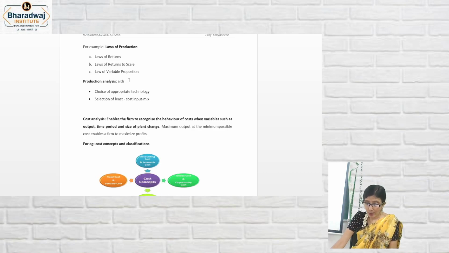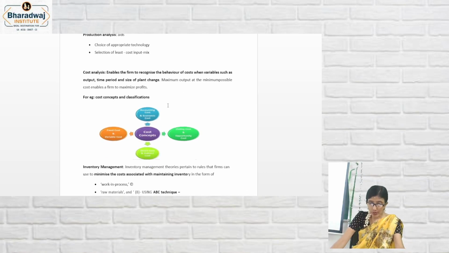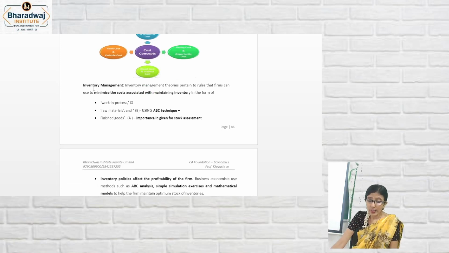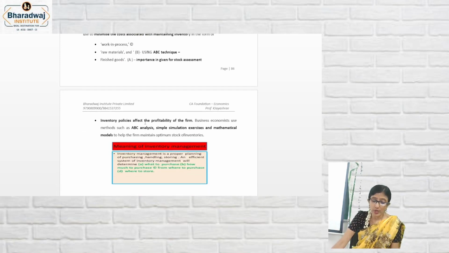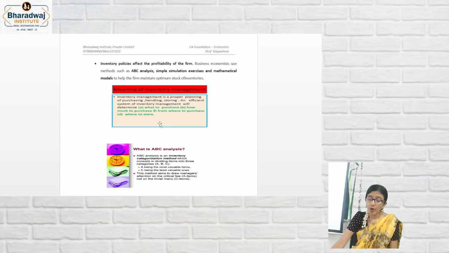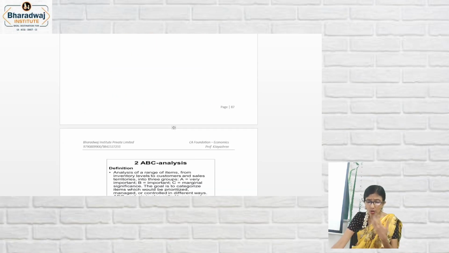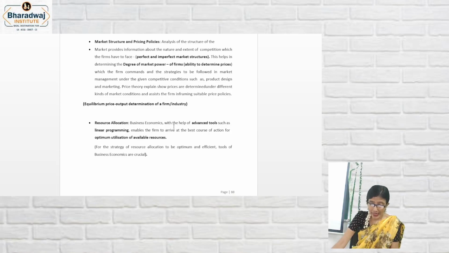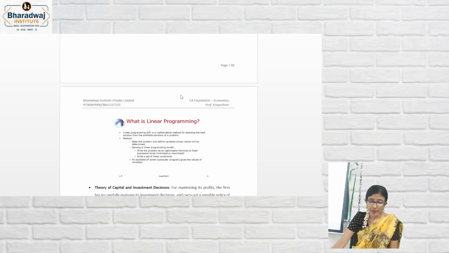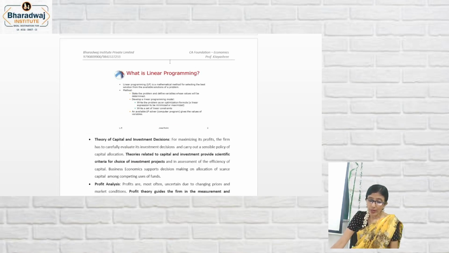So what is production technology? What comes under production analysis? What is inventory management? Under what does inventory management come? What is an inventory policy? What is ABC analysis? All this has been given to you in a detailed manner. Look at this linear programming. Look at this term linear programming.